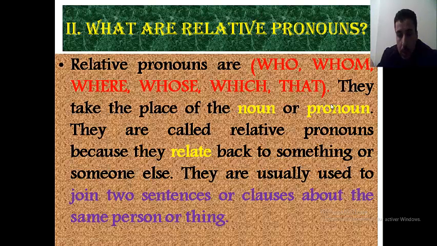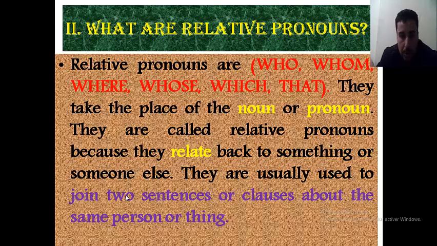Meaning we put them in the sentence and they take the place of the noun or the pronoun. They are called relative pronouns because they relate back to something or someone else. We call them relative pronouns, the connecting pronouns or connecting nouns. Why? Because they relate back to something or someone else. They refer to someone or something else. We are going to see that.